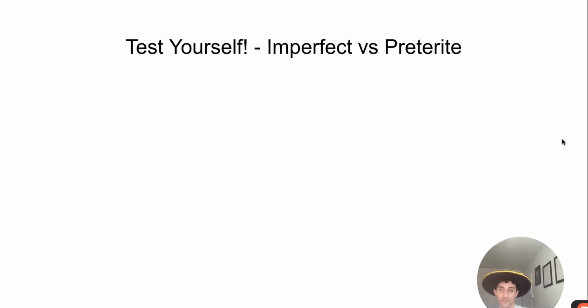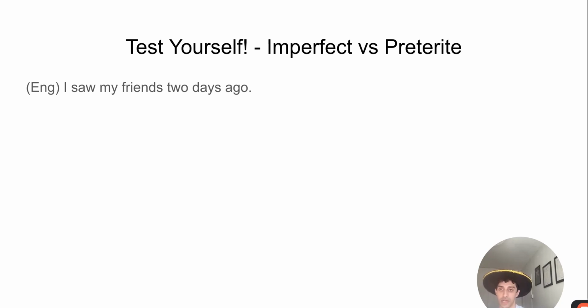Okay, now I'm going to give you the opportunity, the honor of testing yourself and your understanding of the imperfect tense versus the preterite tense. So here are a few questions on that. Your task is to translate this from English to Spanish. The English sentence is, I saw my friends 2 days ago.